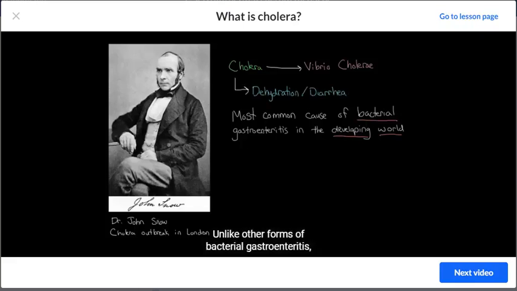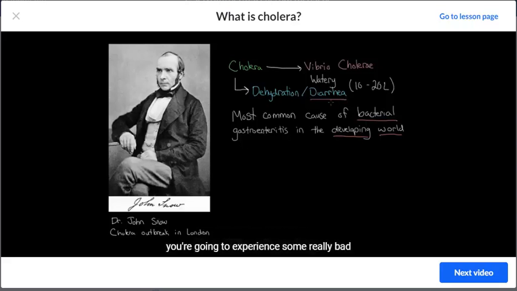But what really sets cholera apart is the severe dehydration and diarrhea. Unlike other forms of bacterial gastroenteritis, the diarrhea is not bloody. In fact, it's watery. It kind of has this ricey, watery-like consistency. In addition, you're producing a lot of diarrhea over the course of a few days. It's thought to be about anywhere between 10 to 20 liters. That's the equivalent of about 10 bottles of soda. But because you're losing so much water through diarrhea, you're going to experience some really bad dehydration as well.